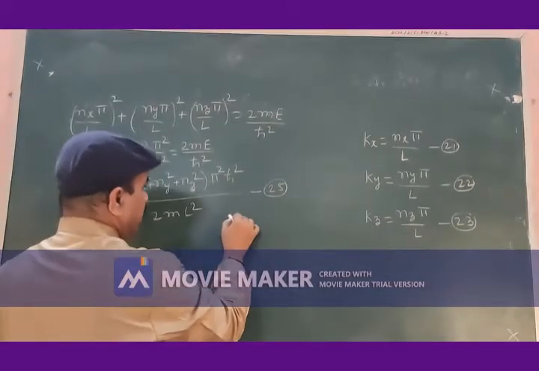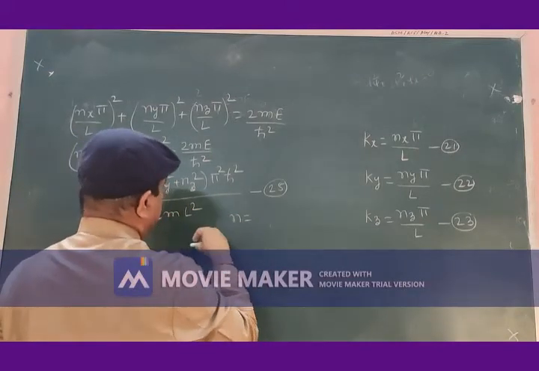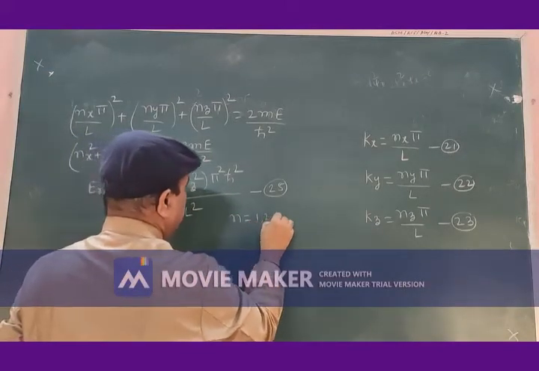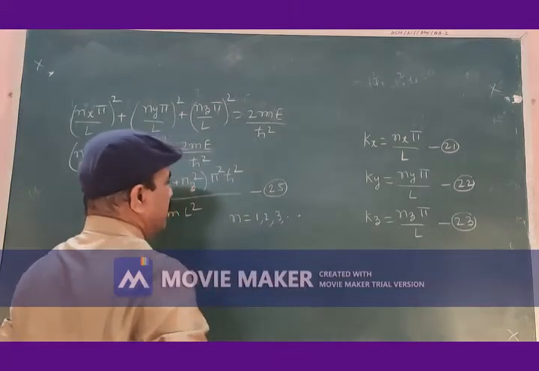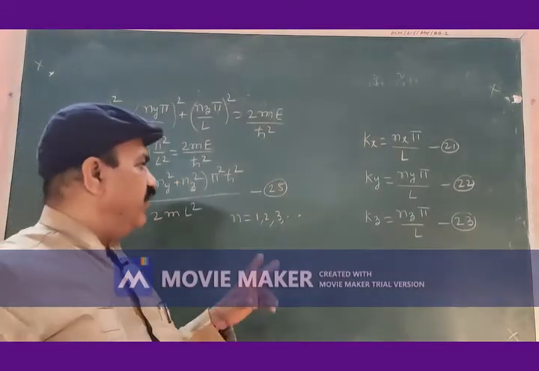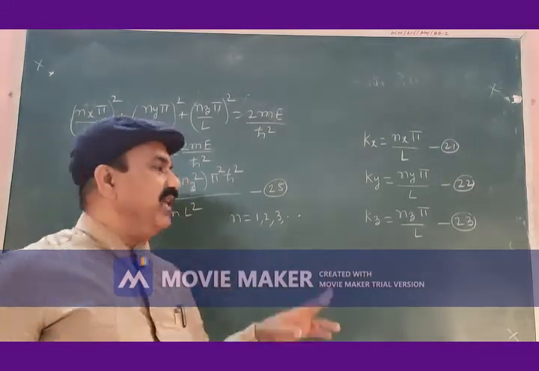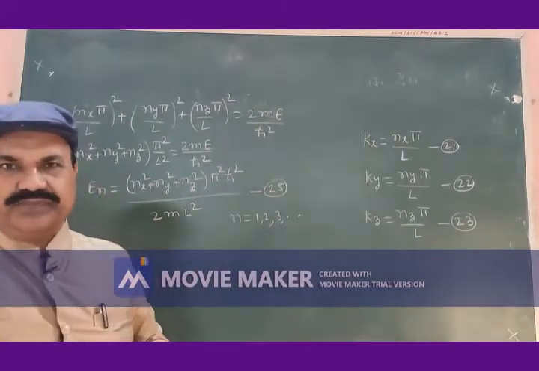This is true for nx, ny, nz. nx is not allowed to have 0 value, ny not allowed to have 0 value, nz not allowed to have 0 value, actually n is not allowed to have 0 value.